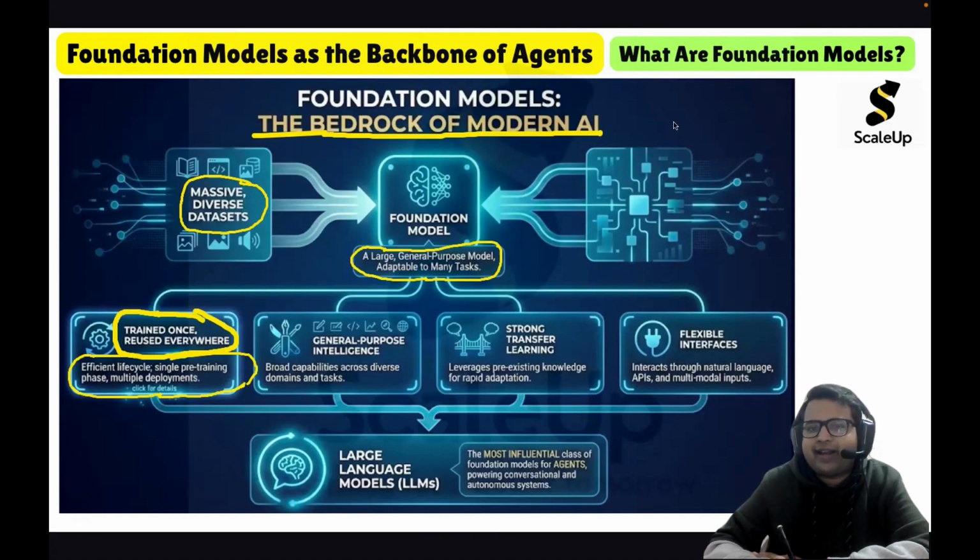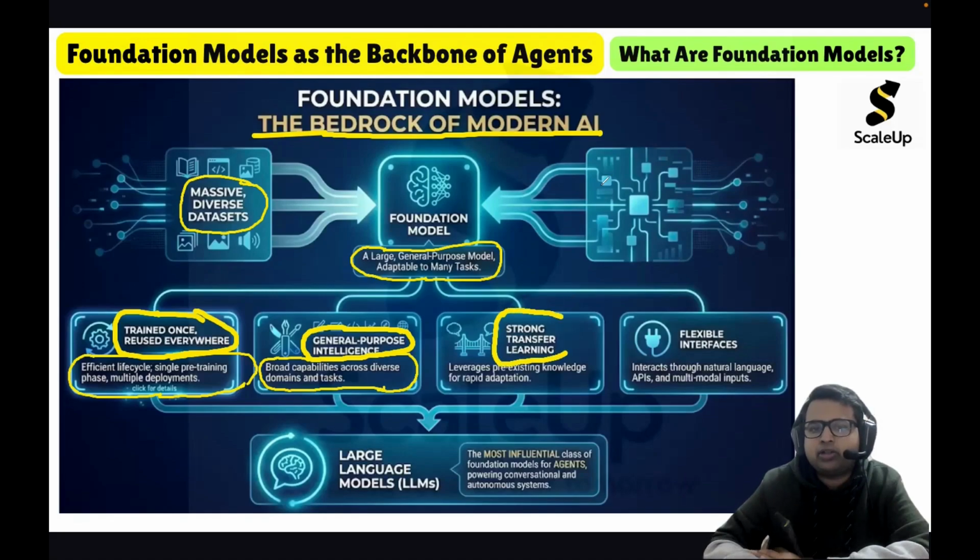Now, the next very important characteristic of foundation model is general purpose intelligence. So it is a very powerful characteristic. Foundation model is a general purpose model. It has got general purpose intelligence, because before foundation models, we used machine learning models, deep learning models. They were highly specialized. We can only accomplish a specific task or a specific objective. But here, foundation models are general purpose in nature. So they have broad capabilities across diverse domains and tasks.